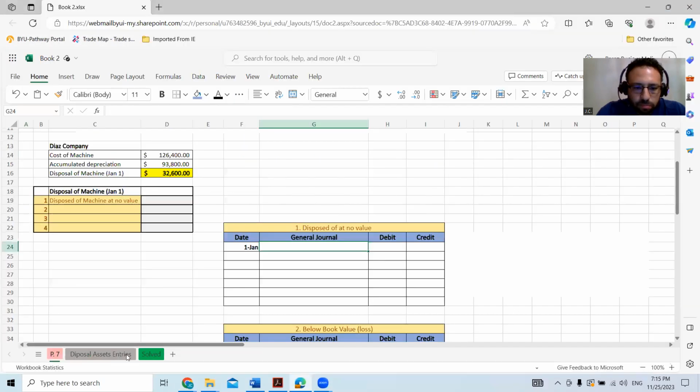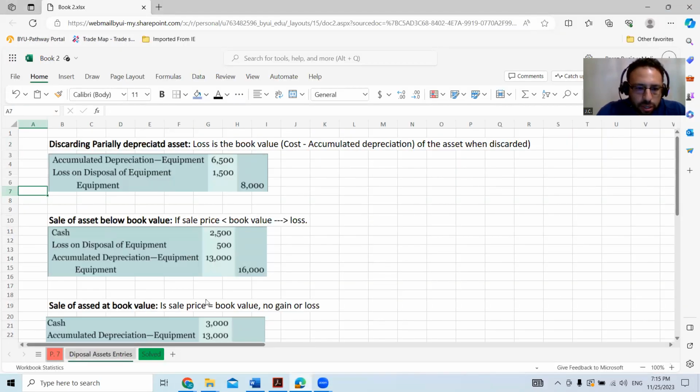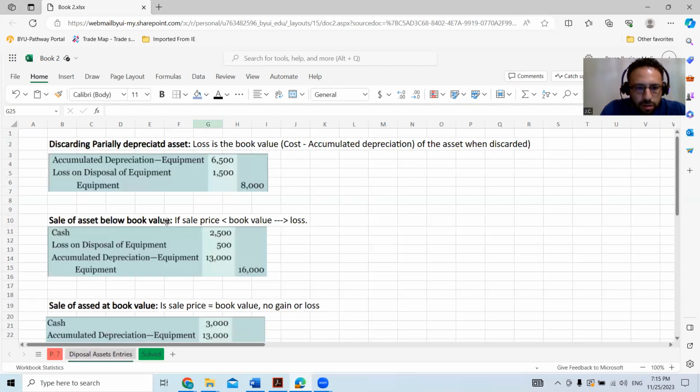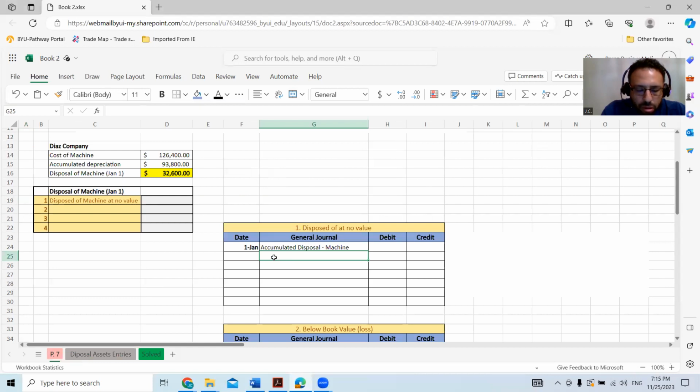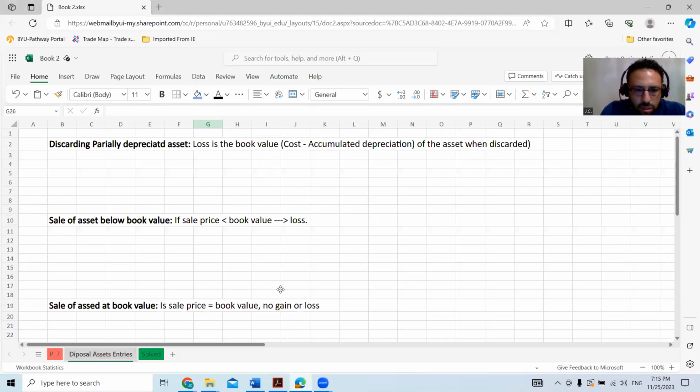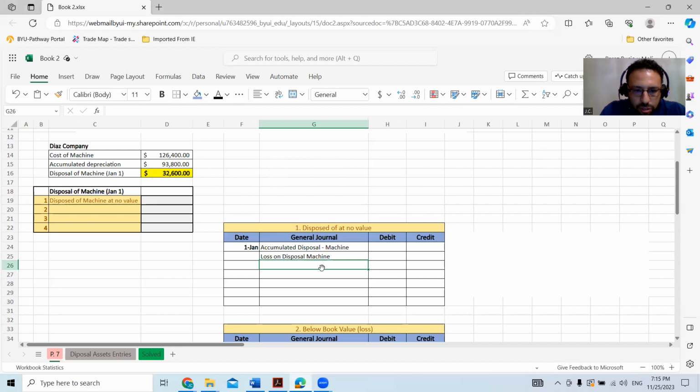Accumulated depreciation, disposal of the machine. And we're also going to debit our loss on disposal, equipment. And sorry, we're going to debit the machine itself.